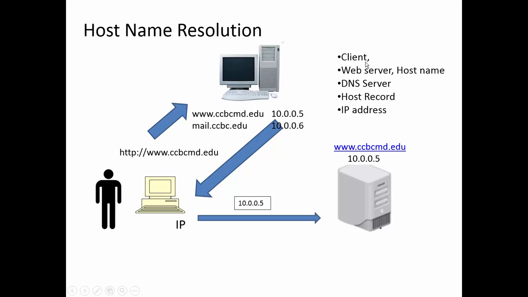The user at the workstation or the DNS client wants to access a web server, so the user types the URL or the host name. The workstation then queries the DNS server to find out what the IP address is. The DNS server has a host record, and the host record is the computer name and its corresponding IP address. And then the DNS server tells the DNS client this is the IP address of the web server you want to get to, and now the workstation knows the IP address of the web server the user wants to get to. This is called host name resolution.